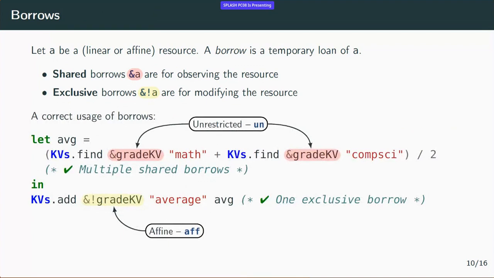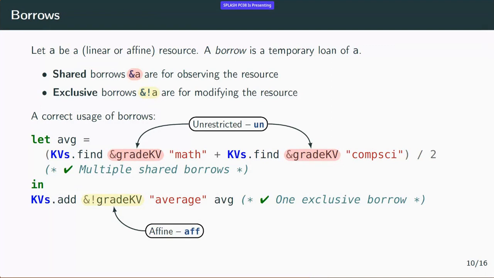Right. Now, so this is the correct use of borrows. So here in the first line, we are using shared borrows, and it's okay to use that several times in the same expression. Whereas down here in the last line, and this happens in a particular scope, we are using an exclusive borrow, and that cannot be shared with another borrow at the same time.